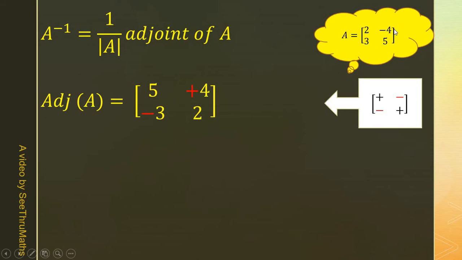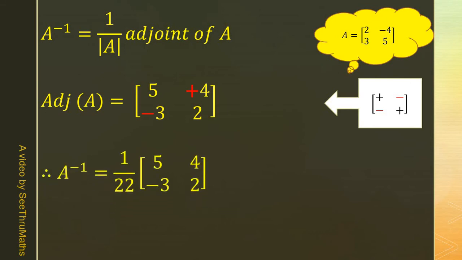Now the other side, it is minus 4 and 3. Here don't change the place values, but only multiply by minus. Those two places are minus, so just multiply by minus. So minus 4 becomes plus 4 and 3 becomes minus 3. So this is the adjoint of A. Therefore, A inverse is equal to 1 divided by 22 multiplication 5, 4, minus 3, 2. This is the inverse for the given matrix A.